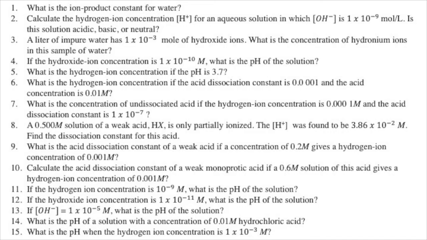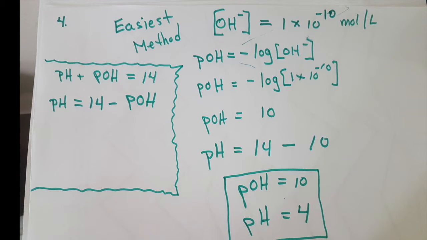Now, number 4. Number 4 says, if the hydroxide ion concentration is 1 times 10 to the negative 10th molar, what is the pH of the solution? Well, we're not given the H ion concentration, we're given the OH concentration. So let's pick a method that's actually easiest. There are several, but this is, I think, the easiest method.